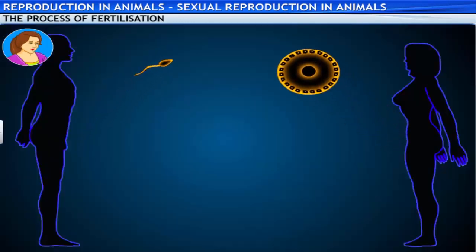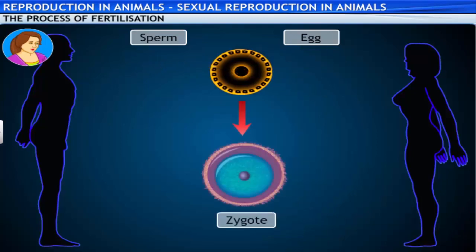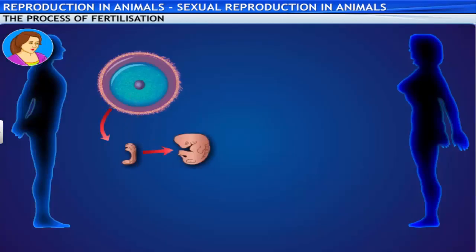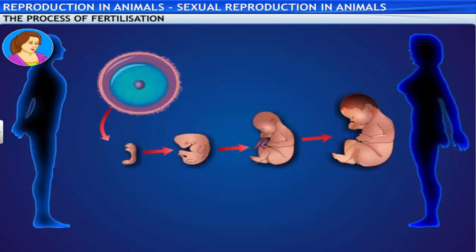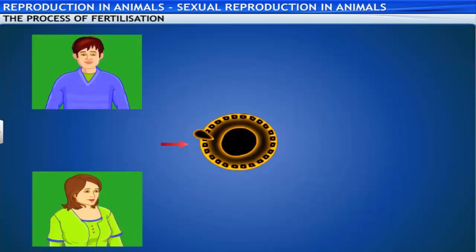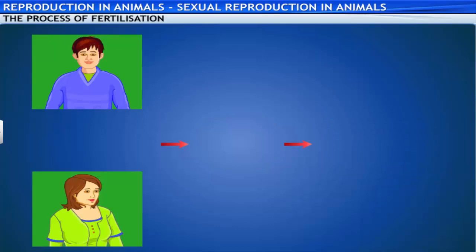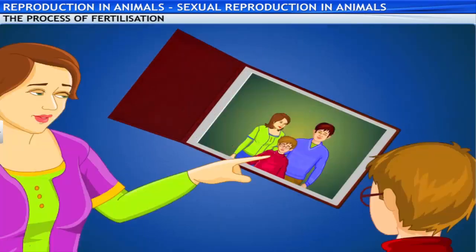Thus, in humans, fertilization involves the fusion of an egg cell from the mother and a sperm cell from the father to form a single nucleus called the zygote. The zygote, or the fertilized egg, is the beginning of a new individual. This individual inherits some characteristics from the egg and some from the sperm. That's why most children resemble their parents. Look at you. You look so like your dad.